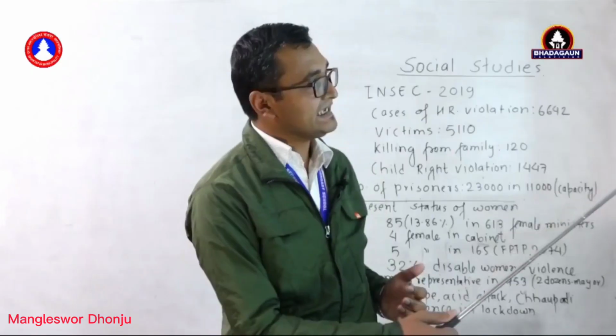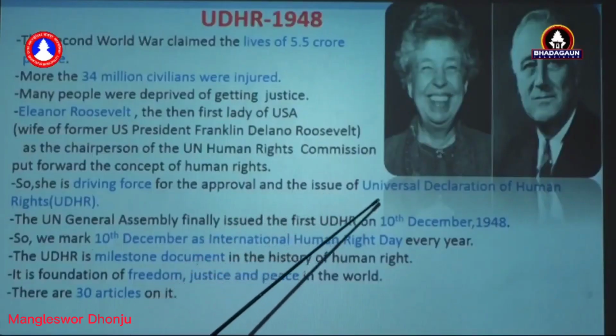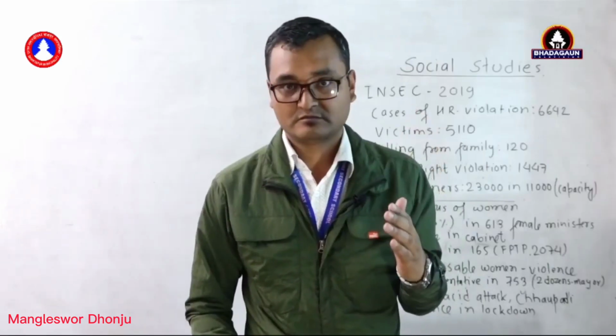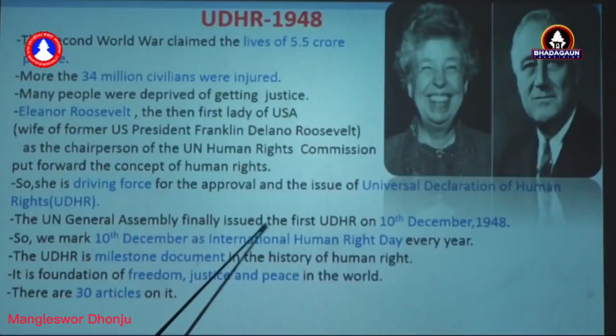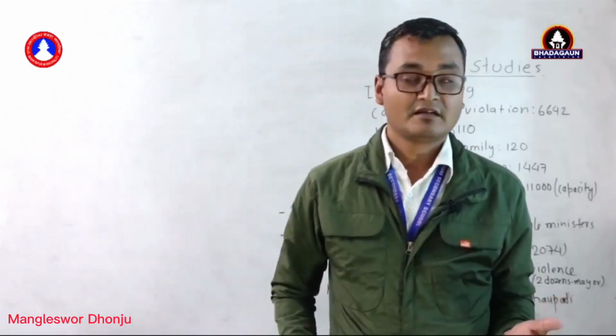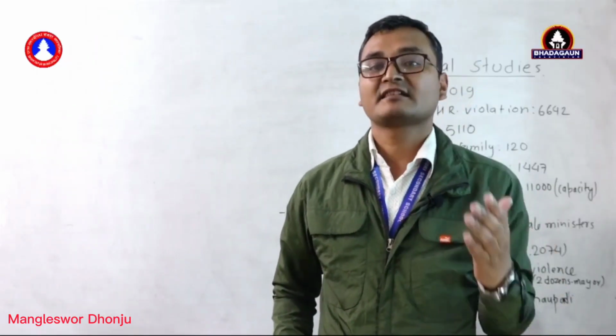That's why she is the driving force for the approval and the issue of Universal Declaration of Human Rights, in short UDHR. And the UN General Assembly, that is the what? Apex. That is an apex body of UNO. Sadharan Sabha pani bhancho hami. So the UN General Assembly finally issued the first UDHR on 10 December 1948. On that day, that UDHR was passed by the General Assembly. Since then, we have been celebrating 10 December as International Human Rights Day.